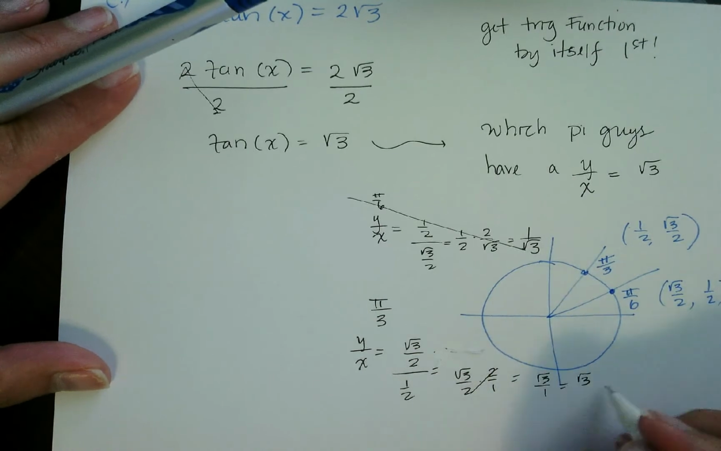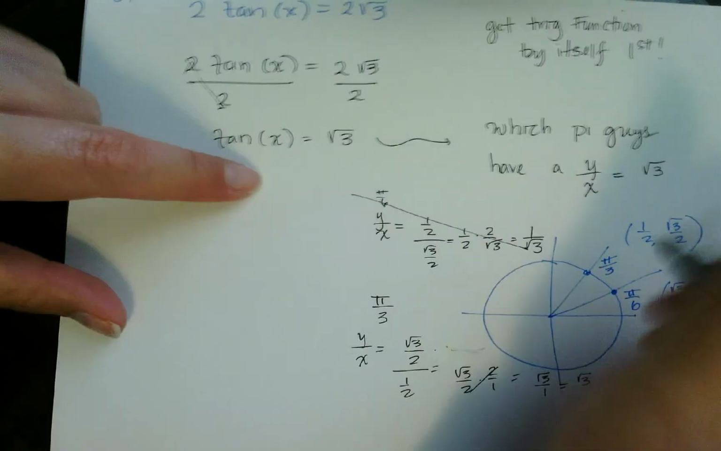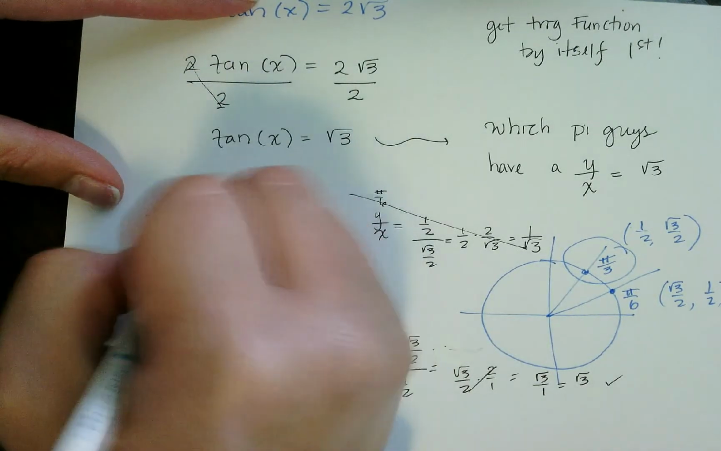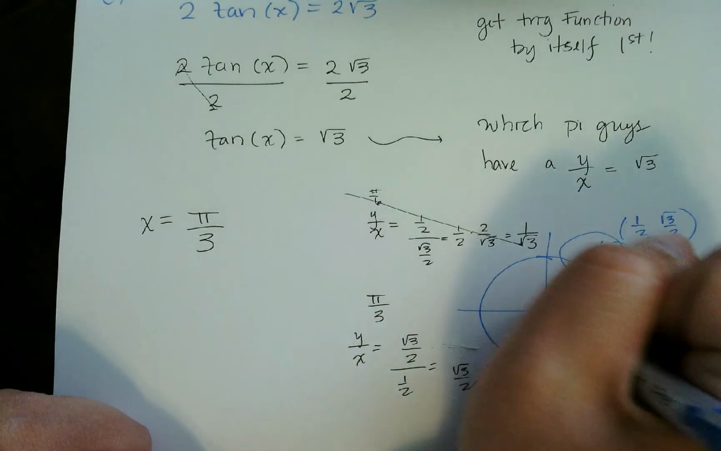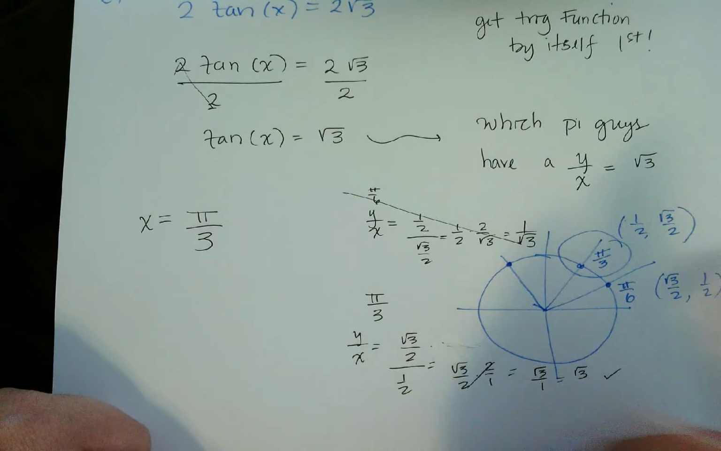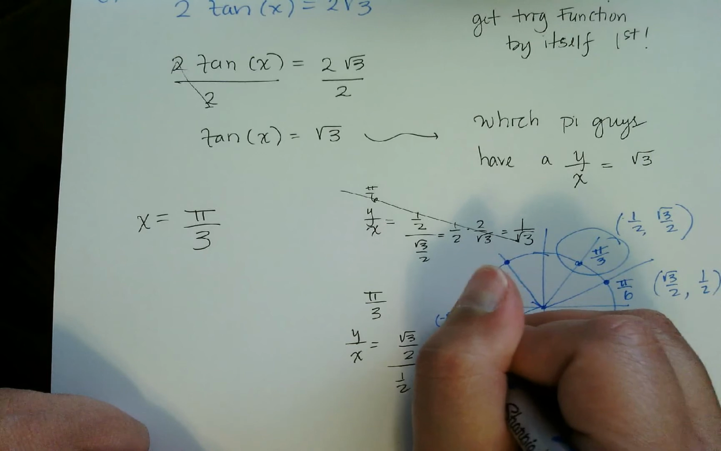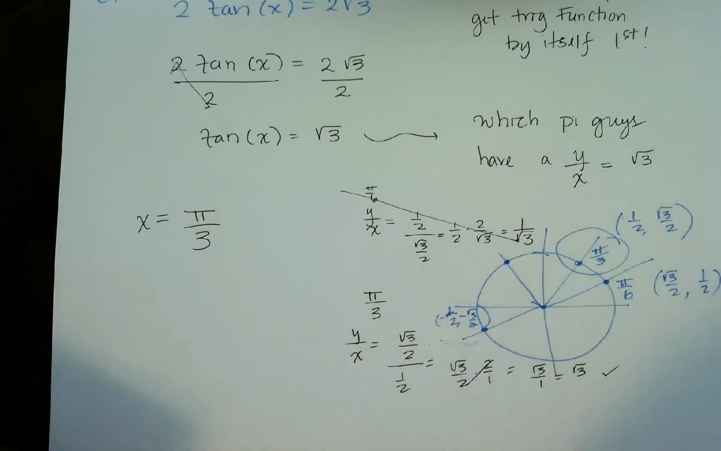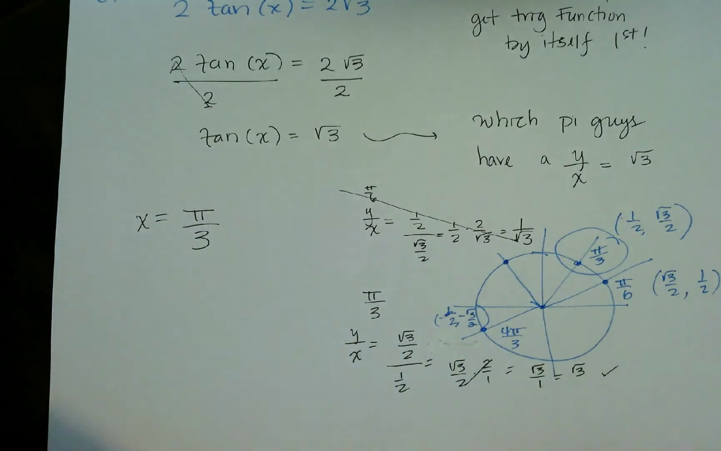So x equals pi over 3. That's the angle that gives you tangent equal to square root of 3. But what's the other pi over 3 guy? This one gives you a positive and a negative. This gives you a negative and a negative, which gives you a positive. So which pi over 3 guy is that? 4 pi over 3. So x equals 4 pi over 3. Those are your primary solutions.